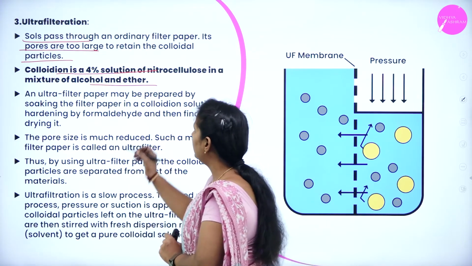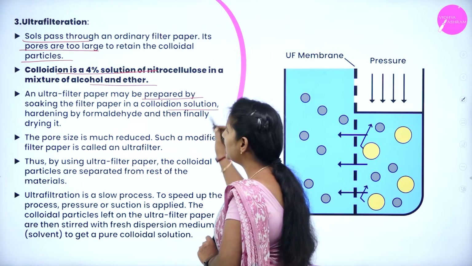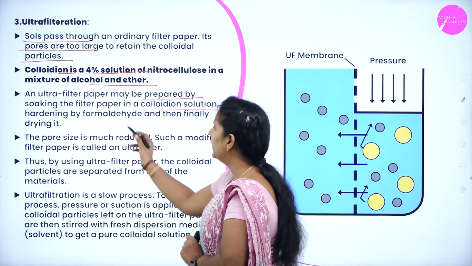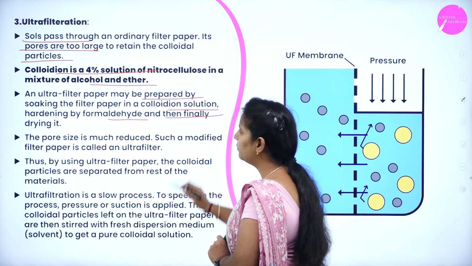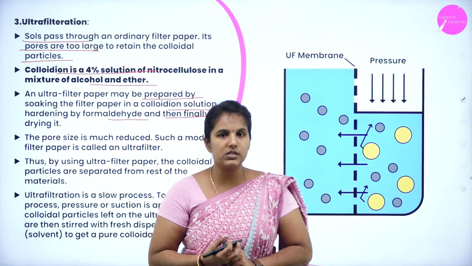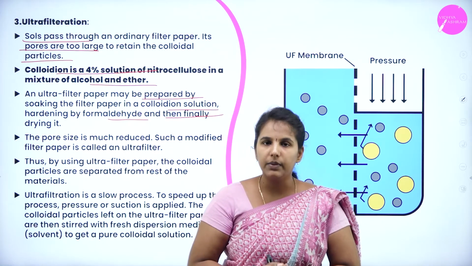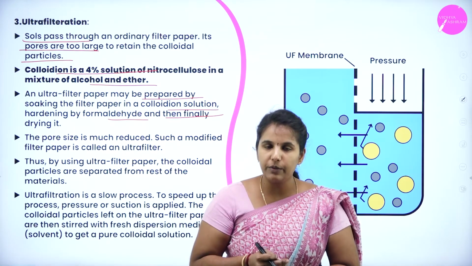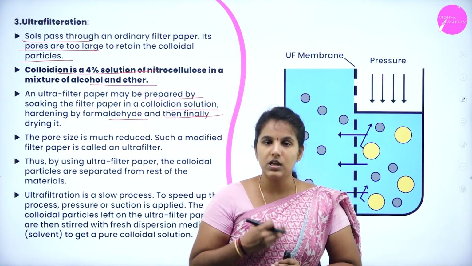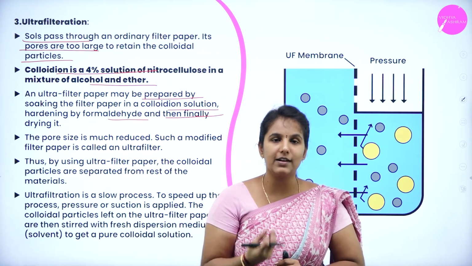So an ultrafilter may be prepared by soaking the filter paper in a collodion solution and hardening it by using formaldehyde, and finally it will be dried. Why are they doing this process? In order to reduce the pore size in the filter paper, because our normal filter paper has larger pores, so it cannot retain the colloidal particles. They will move along with our electrolyte.